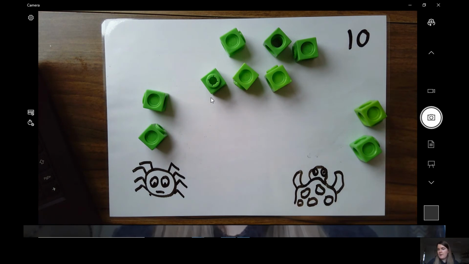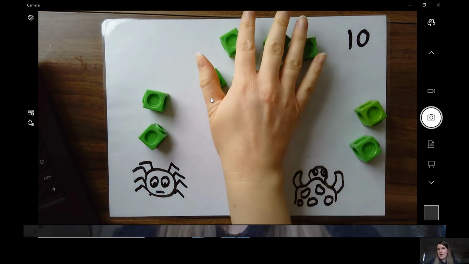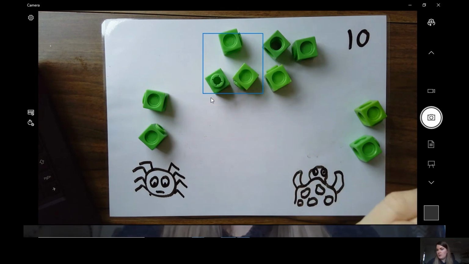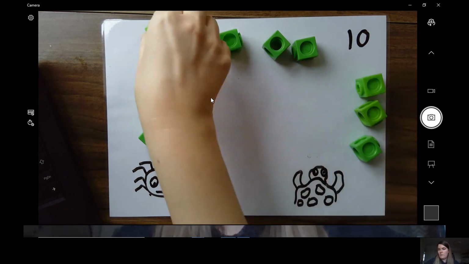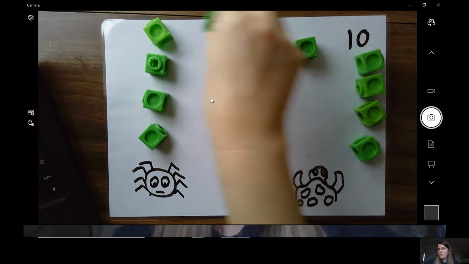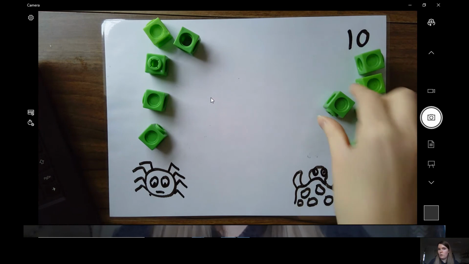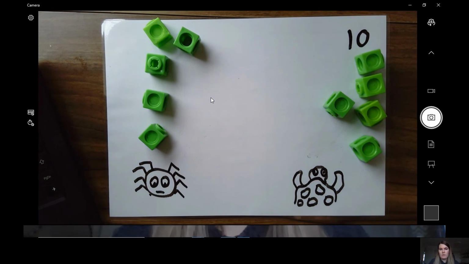Okay, now I have to keep going. I don't leave any of my whole number left over. I have to keep going. So I'm going to keep going. 1 for me, 1 for you. 1 for me, 1 for you, 1 for me, 1 for you.